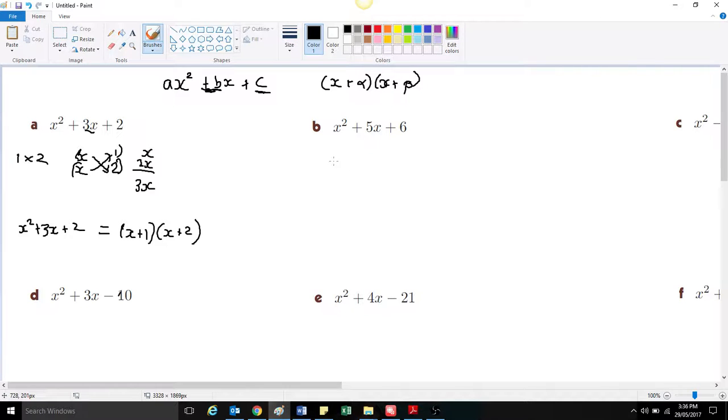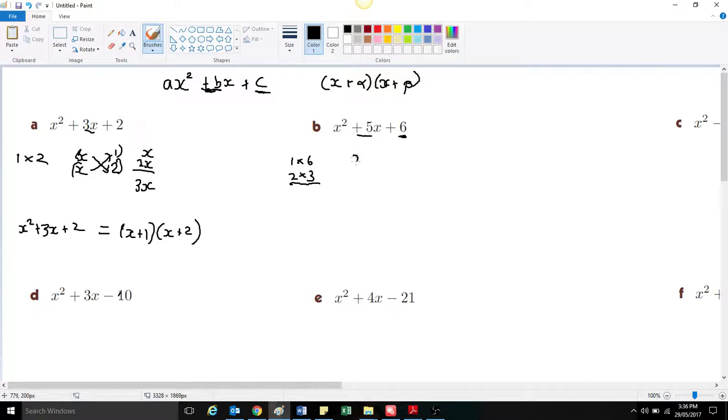All right, let's look at example B. So again, we're looking for two numbers that multiply together to give you 6, and that when you add them together, you get positive 5. So let's list the multiples of 6. We can have 1 times 6, 2 times 3. They're the two factors there. Now, when we add these together, 1 plus 6 is equal to 7. What we need is 5. 2 plus 3 is 5. So this is the one we're going to use, 2 times 3.